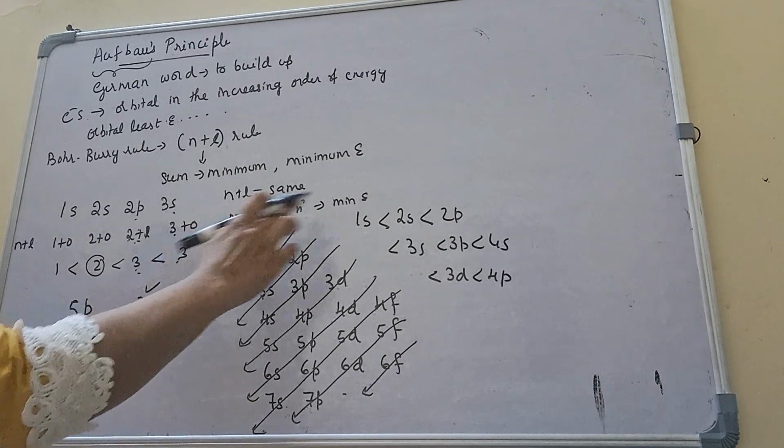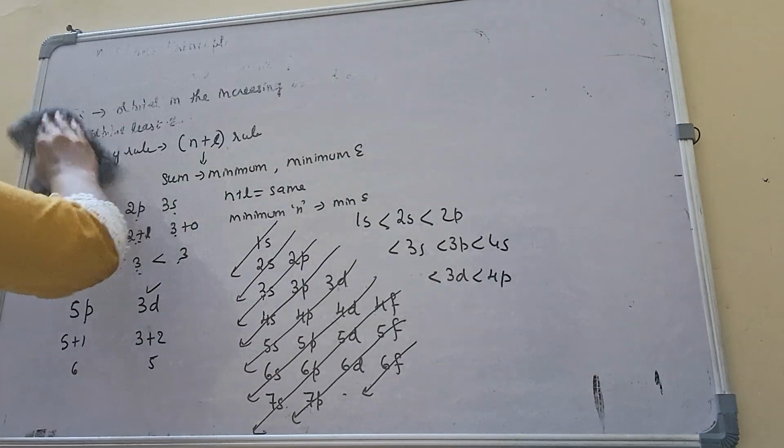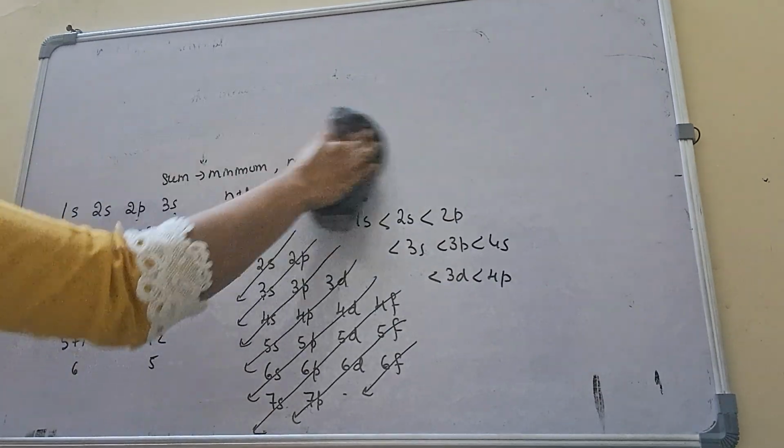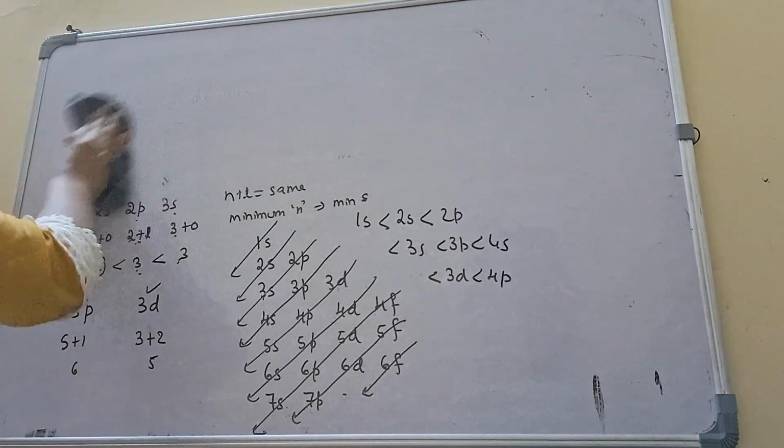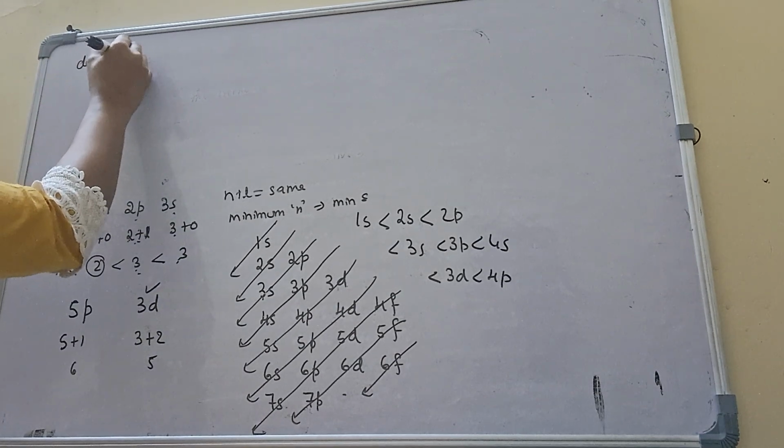Unless one is filled, the next will not get filled, and we have written subshells. Alright, so this is about the Aufbau principle. Now there is a term which is called degenerate orbitals. This is very, very important. What are degenerate orbitals? Orbitals with the same amount of energy.